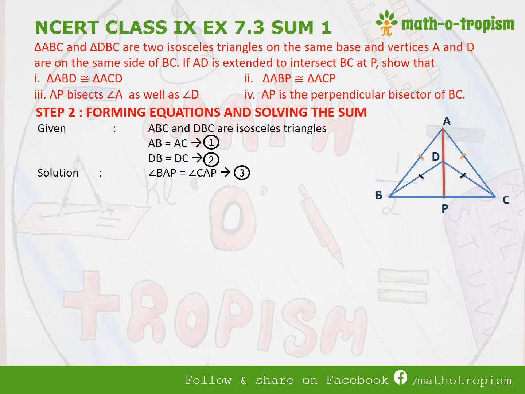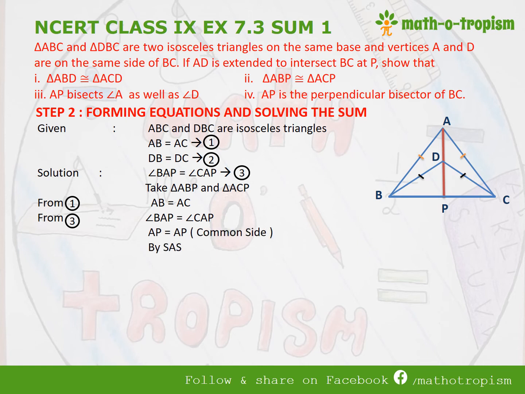So next we will take the triangles ABP and ACP. Again from 1 we have AB equal to AC. From 3 we can see that angle BAP is equal to angle CAP, and then AP is the common side. So by SAS congruence we can write the triangle ABP is congruent to triangle ACP. So by CPCT we can show that angle BPA is equal to angle CPA.